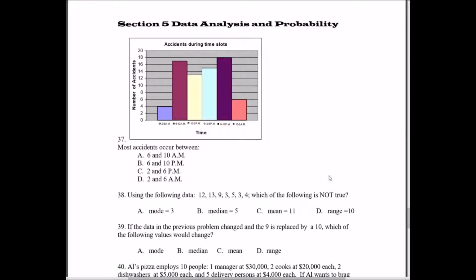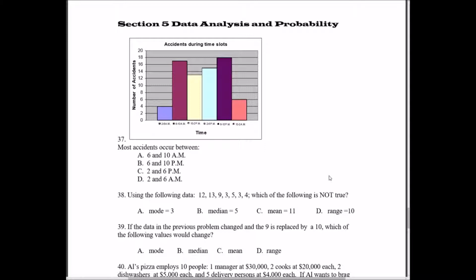Let's start section 5, data analysis and probability, with number 37. Here we have a bar graph showing accidents during time slots, where the x-axis shows the time and the y-axis shows the number of accidents. The question for number 37 is, most accidents occur between when? 6 and 10 a.m., 6 and 10 p.m., 2 and 6 p.m., or 2 and 6 a.m.?